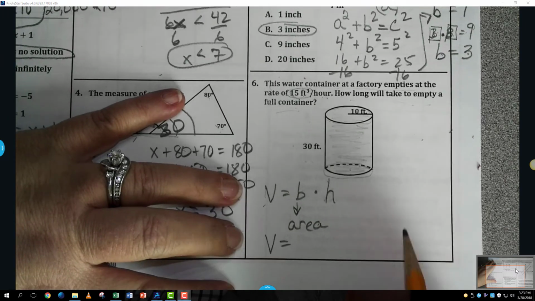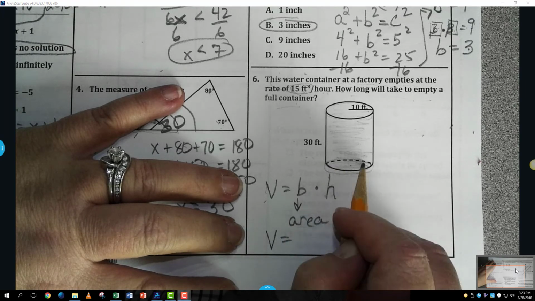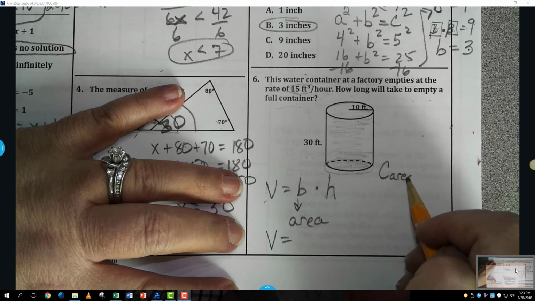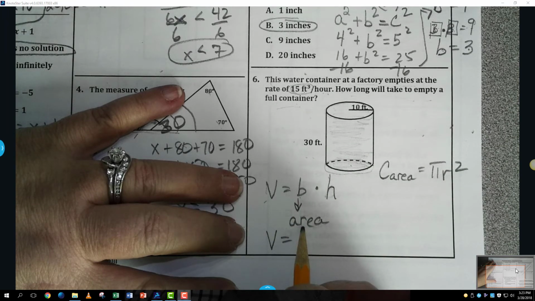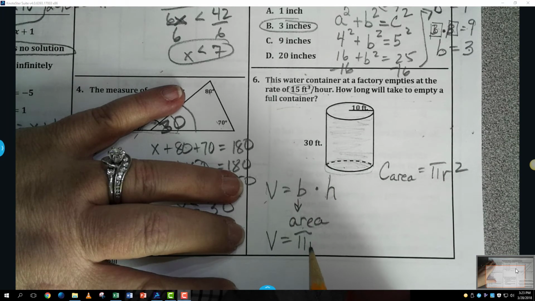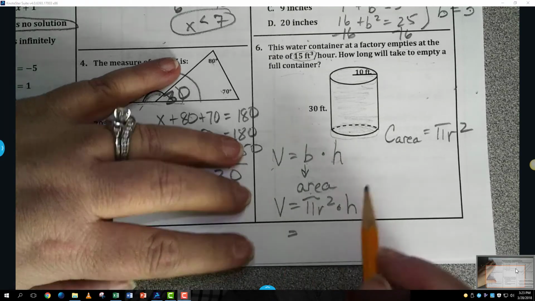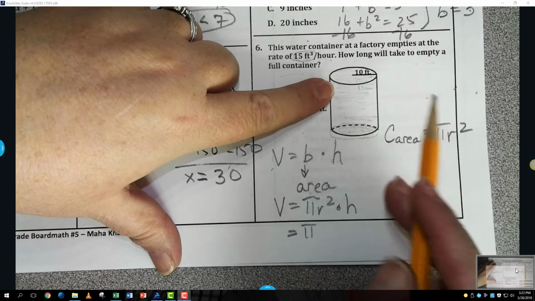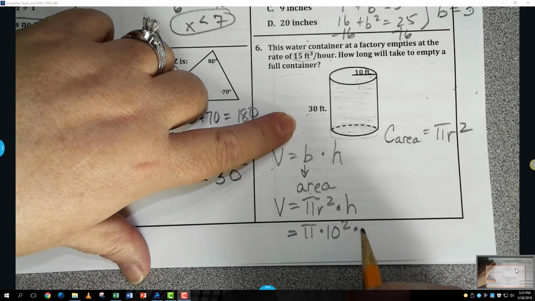So here volume is going to equal the area of the circle, right? The area of a circle is pi r squared. So the base, which is the area of the circle, is going to be pi r squared times its height, which is in this case going to be 30. So the volume equals pi times r, which is 10, squared, times the height, which is 30.